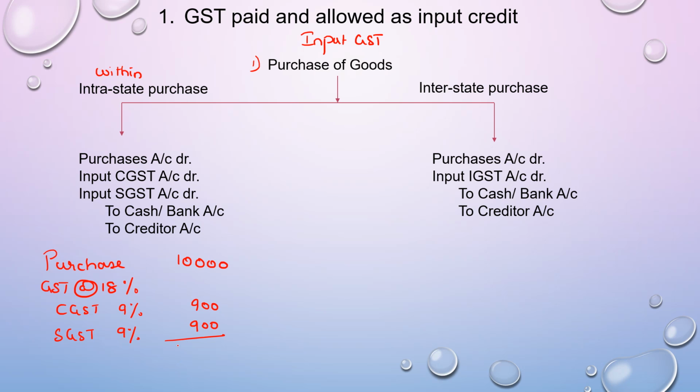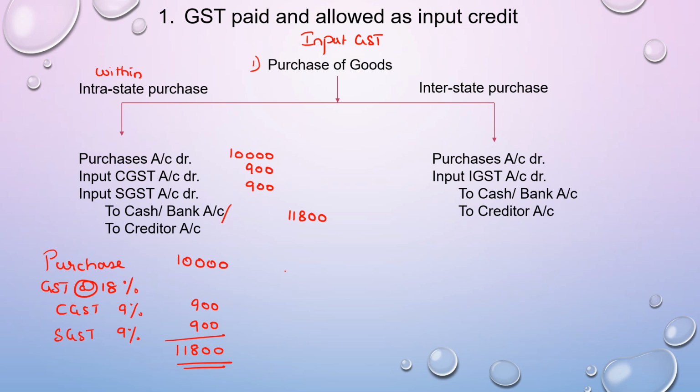So total 11,800 would be the value of that purchase. So the purchases account would be debited with 10,000. Input CGST would be 900 and input SGST would be 900. And if it is settled immediately, it would go here as 11,800 would be paid, or if it is a credit purchase, it would be to the creditors account, 11,800 would be payable on this particular purchase.